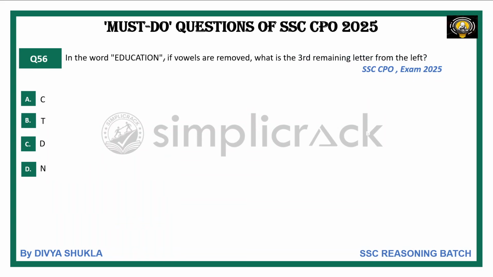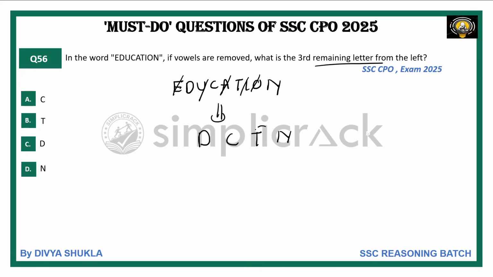In the word education, if all vowels are removed, what is the third remaining letter from the left? I am having the word education. Vowels are removed, that means remove this, remove this, and remove this. That means now the word which is formed is D C T N. What is the third remaining letter from the left? It is T. Option B is the correct answer for this question.